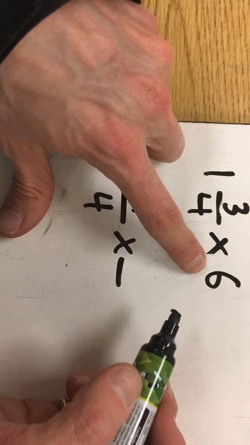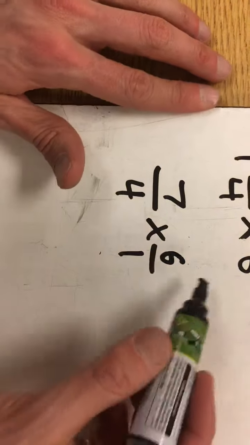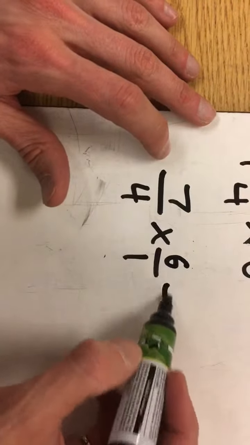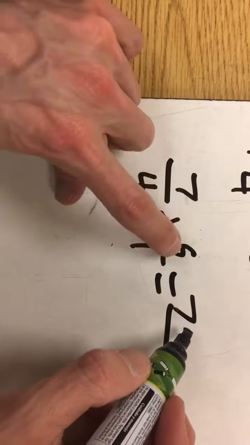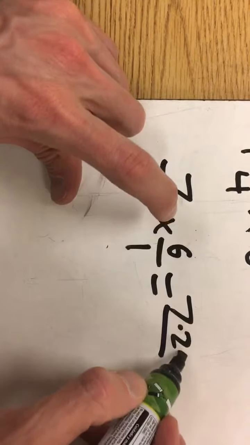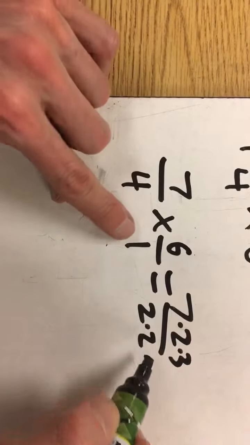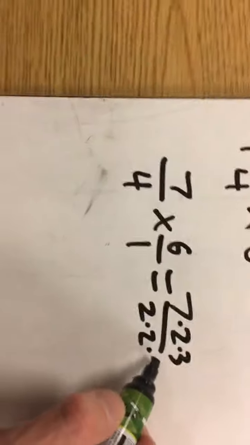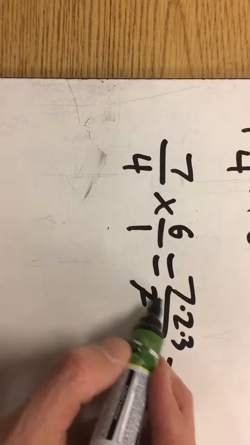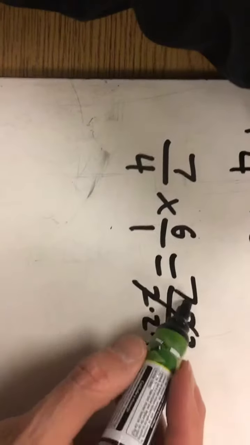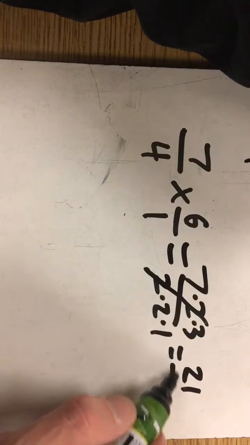Now 6 is 6 wholes, and we can write that as 6 over 1. So now we have our multiplication ready to go. And before we multiply, we can break it down. So this is 7 times 6, and again, 6 is 2 times 3. And down here below, we have 4, which is 2 times 2 times 1. And the 1, you can put it there, but it doesn't really do anything. Again, before we combine everything on top and bottom, we realize they both have a 2. So we'll cancel both of those 2's out. And what's left? We have 7 times 3, which is 21, over 2 times 1, which is 2.